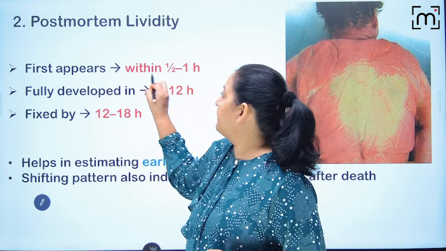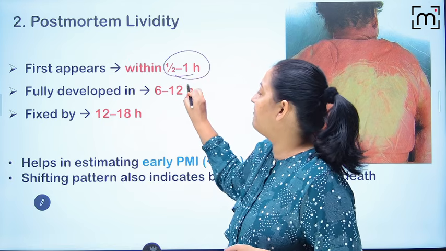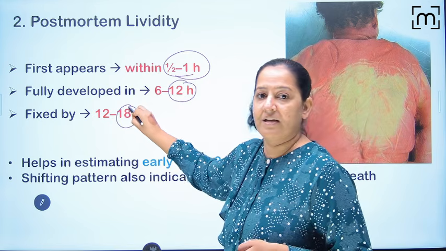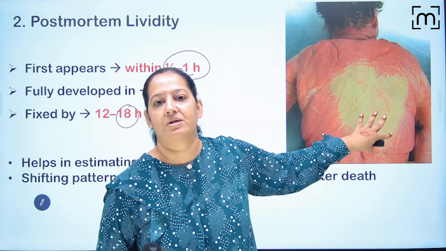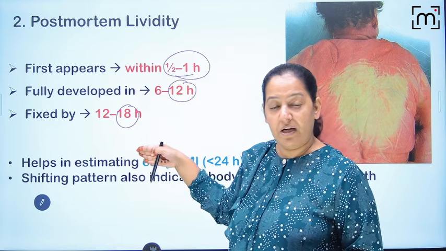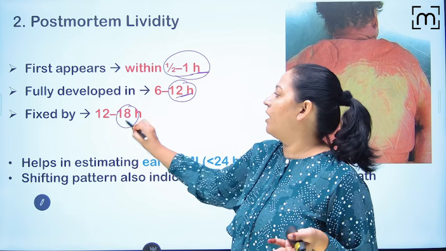So first it appears within 1 hour. Okay, it's fully developed in 12 hours and it is fixed by 18 hours. So I will see, is it just appearing or fully developed or is it fixed? Based on which I can give a range: time since death is 1 hour, or 12 hours, or 18 hours.